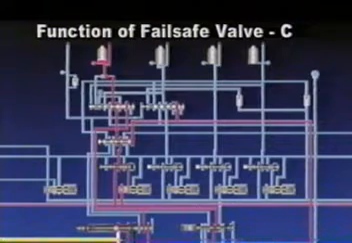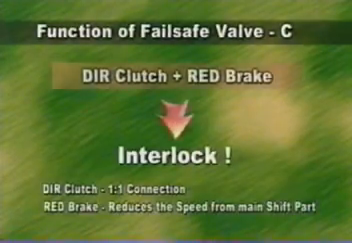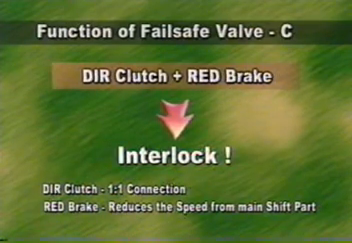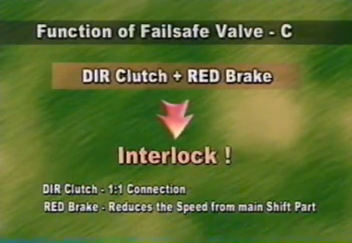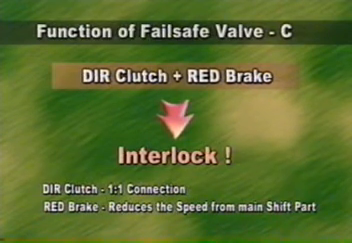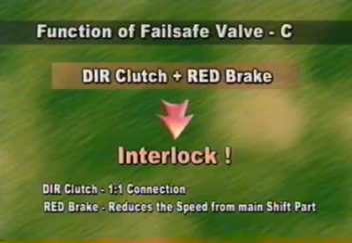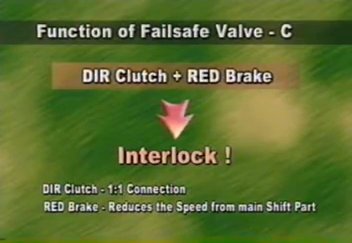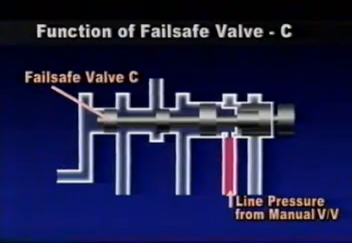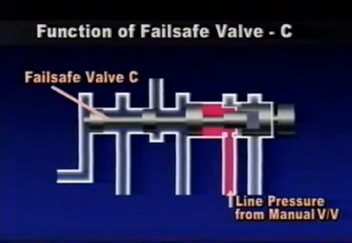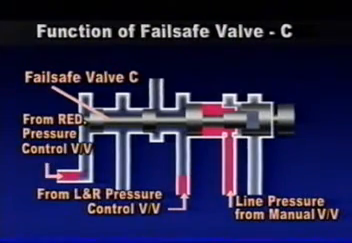Fail-safe valve C is applied only to the 5-speed automatic transaxle, which functions to supply the oil pressure to direct clutch from switch valve in usual cases. If direct clutch and reduction brake operate simultaneously, interlock happens, which should be prevented. Direct clutch functions to connect output of main transaxle to the sub-transaxle by 1-to-1 ratio. On the other hand, reduction brake functions to reduce the speed once again in sub-transaxle.